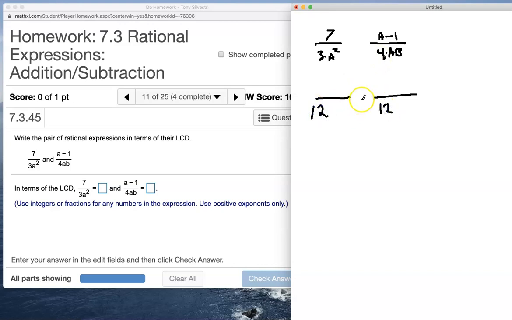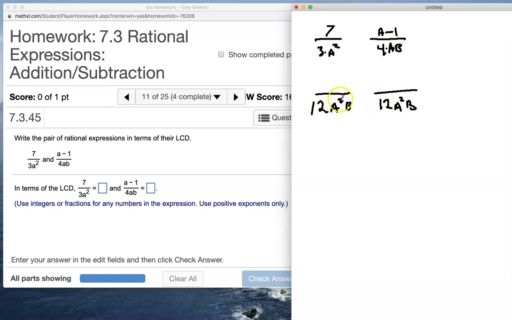3 goes into 12, 4 goes into 12. That's the smallest number. I also have to have an a. I list every factor you see. Put it in both places. But what's the highest power a you see? I see the square. And do you see any other factors? Yeah, I see a b. You've got to put b's there. List them once.